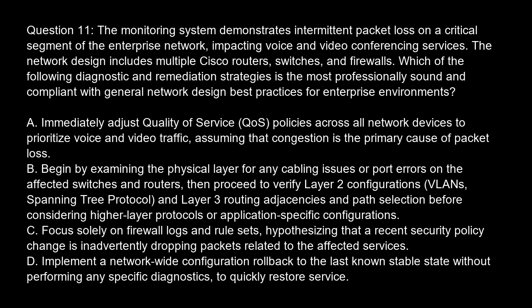Option B. Begin by examining the physical layer for any cabling issues or port errors on the affected switches and routers. Then proceed to verify Layer 2 configurations, VLAN, spanning tree protocol, and Layer 3 routing adjacencies and path selection before considering higher layer protocols or application-specific configurations. Option C. Focus solely on firewall logs and rule sets, hypothesizing that a recent security policy change is inadvertently dropping packets related to the affected services. Option D. Implement a network-wide configuration rollback to the last known stable state without performing any specific diagnostics to quickly restore service.